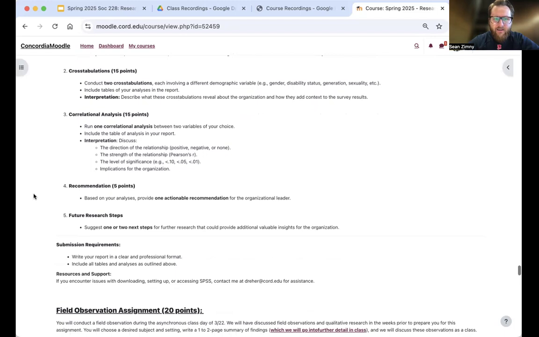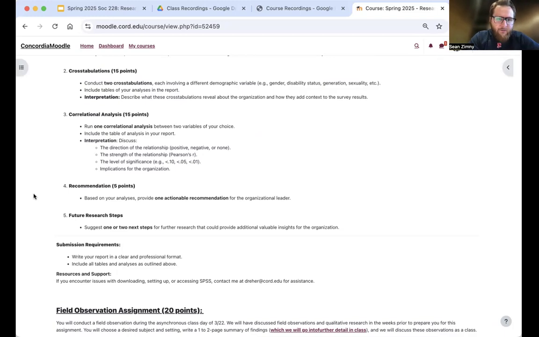And then finally, the fun part: once you have all this data that you ran for this example organization, give me one actionable recommendation for the organizational leader. I'm not going to be a stickler on points in this specific section. What I care about here is how you can look at that data and say what you can do with it. So be creative there. If you give a good faith effort, that's all you need to do.